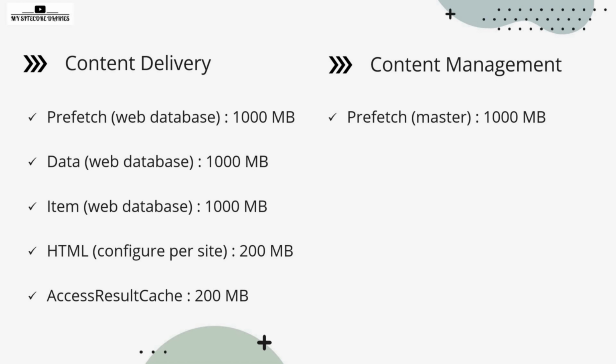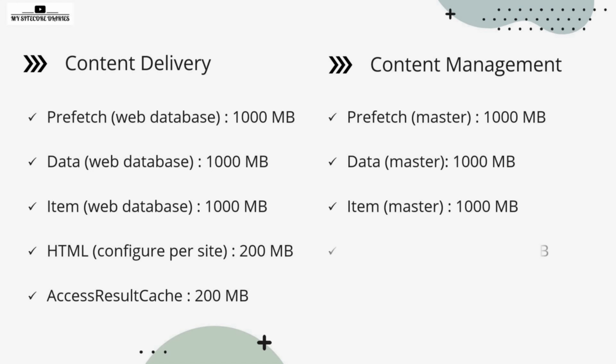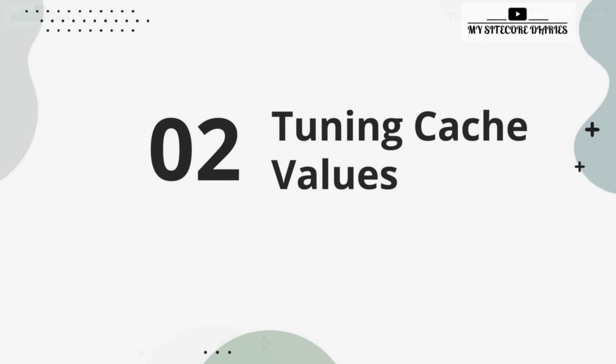And then we have the content management. This is for your CMS: prefetch cache, data cache, item cache, all should be 100 MB. Then you can have access result cache 200 MB. Okay. Now we'll see how to tune these initial cache values.